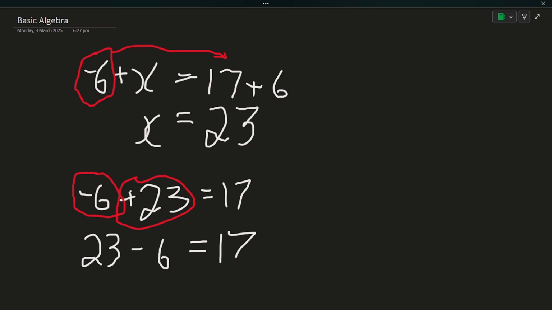23 minus 6 is equal to 17, which is also true, and this one's also true. So yep.